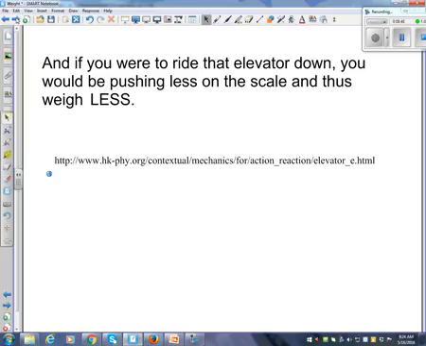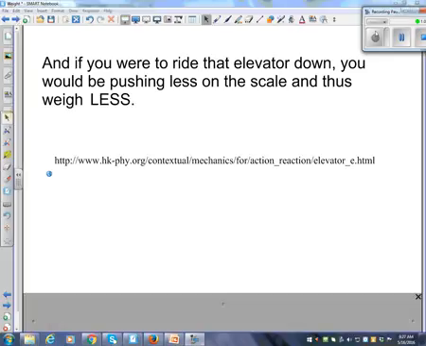So how much force do I push down on the scale with? A whole lot less. The scale doesn't need to push up to hold me up because it's letting me accelerate down. And in fact, I end up weighing less, right? So if you were to ride the elevator down, you'd be pushing less on the scale and thus weigh less. And I have a little animation to show you as well. But before I do that, again, way more at the bottom, way less at the top.